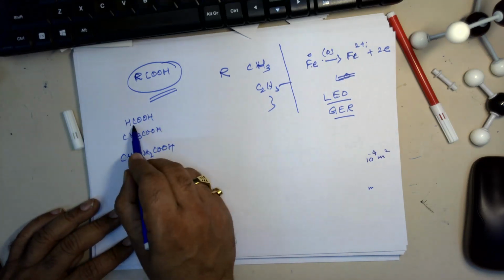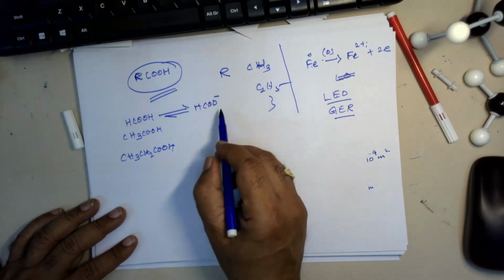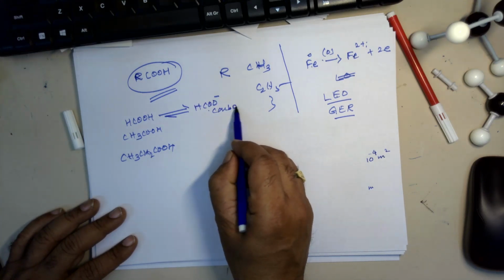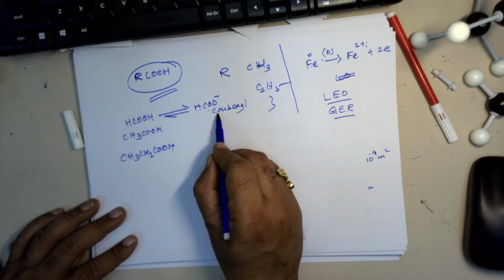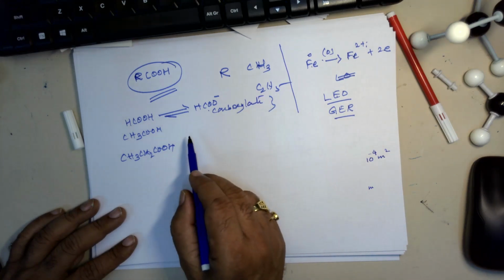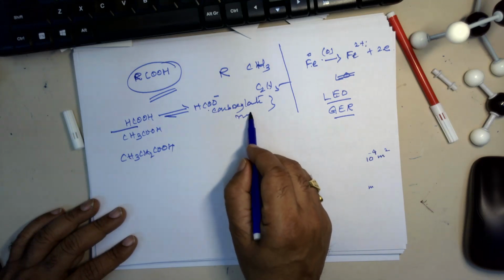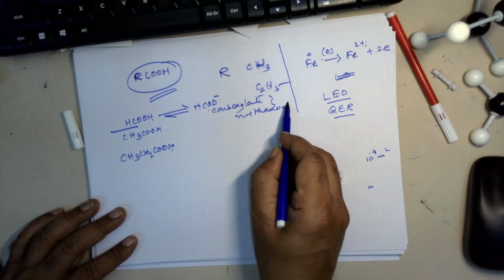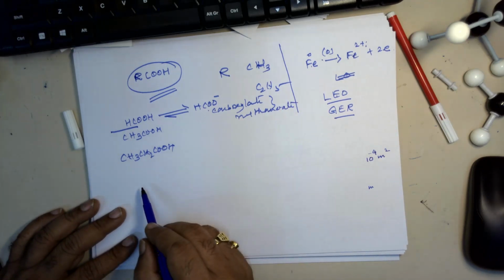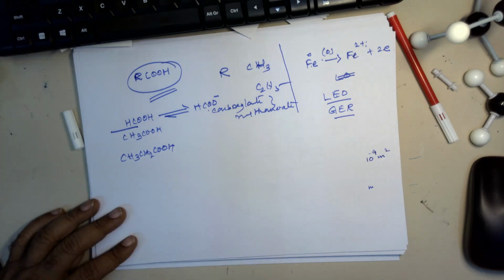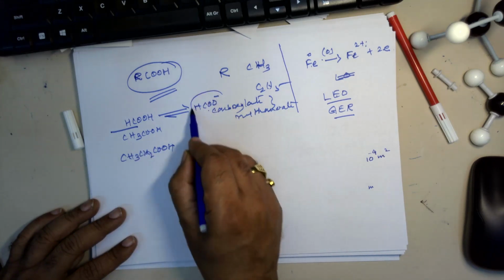Salt of carboxylic acid means, for example, HCOOH, when it undergoes ionization, it becomes HCOO minus. What do you call it? Carboxylate. Please take down whatever I teach you, it should be noted down in your notes. So this is called methanoate, and this is methanoic acid. What do you call this? Methanoate.